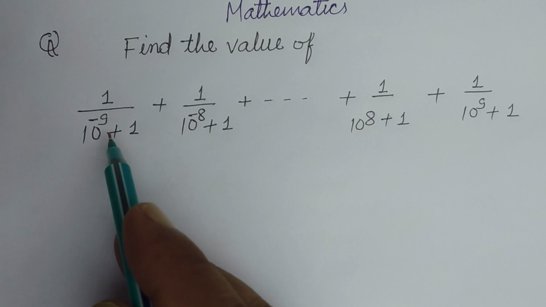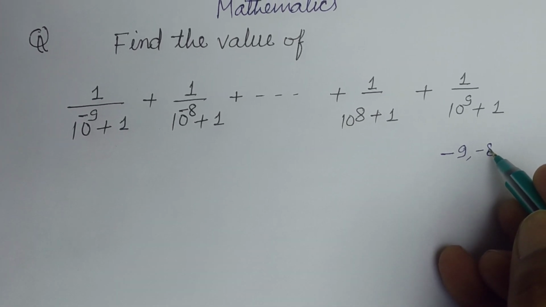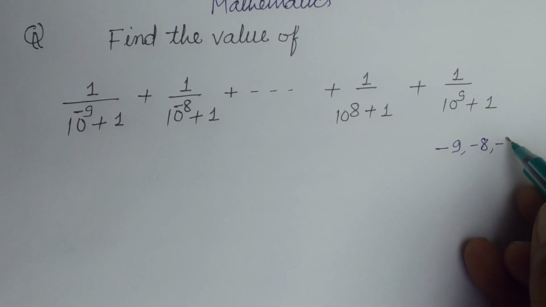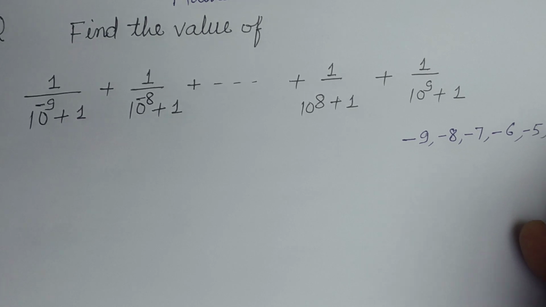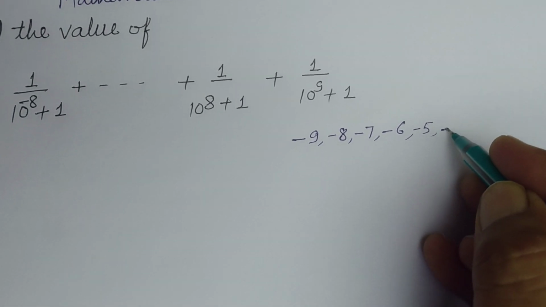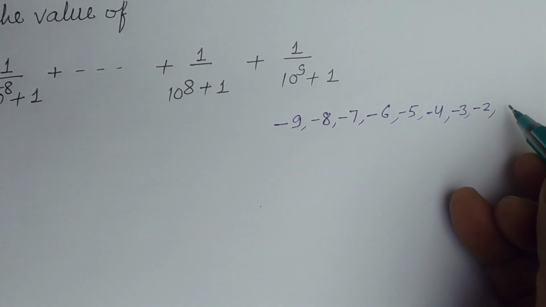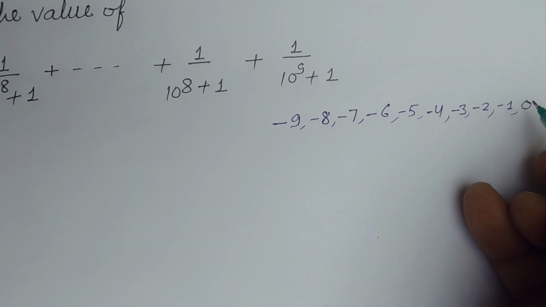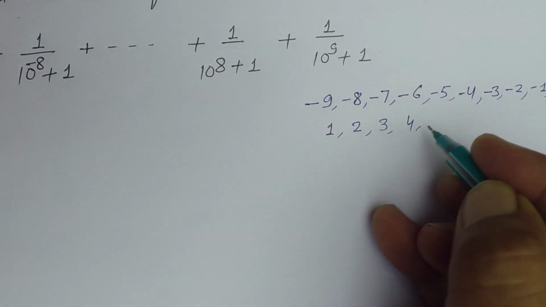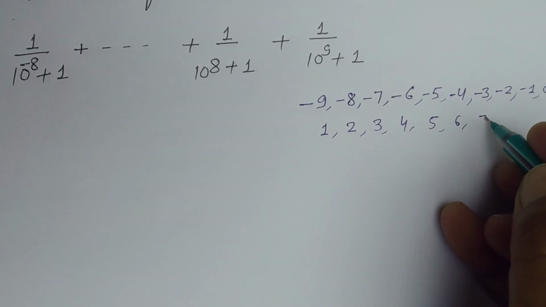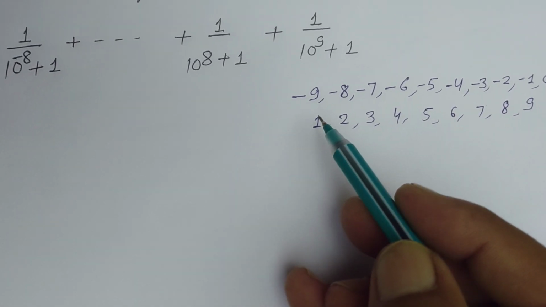So total number of terms are from minus 9, minus 8, minus 7, minus 6, minus 5, minus 4, minus 3, minus 2, minus 1, 0, 1, 2, 3, 4, 5, 6, 7, 8, 9. So how many terms are these?